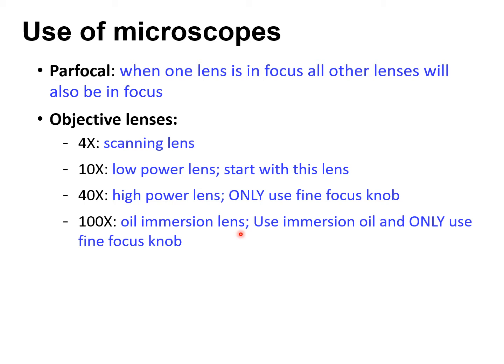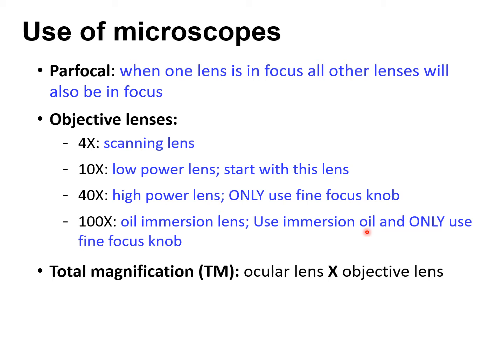And with the 100x, you must use immersion oil. So we always put a drop of oil onto our slide. Now, by the way, the oil cannot touch the 4x, the 10x, or the 40x. If oil touches any of these three objectives, you're going to damage these objective lenses. So the only lens that can get in contact with oil is the 100x, the oil immersion lens.